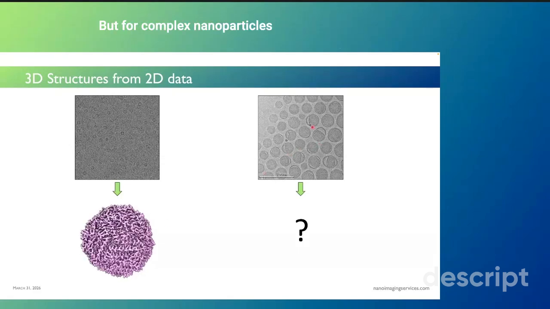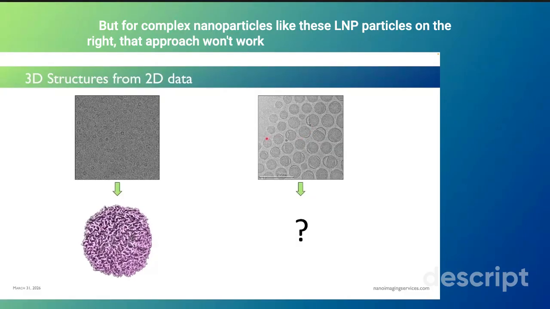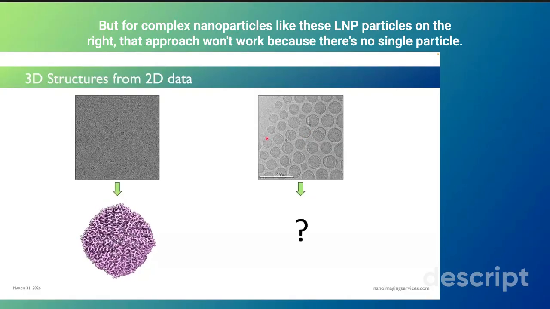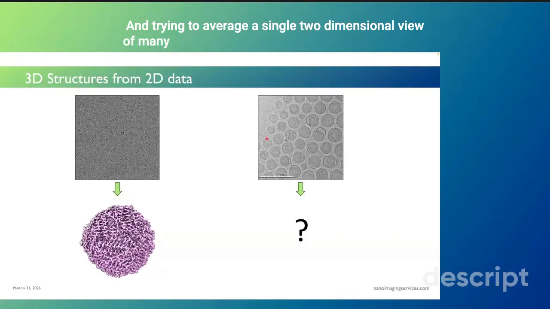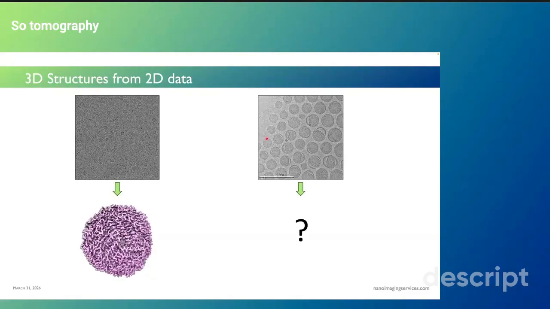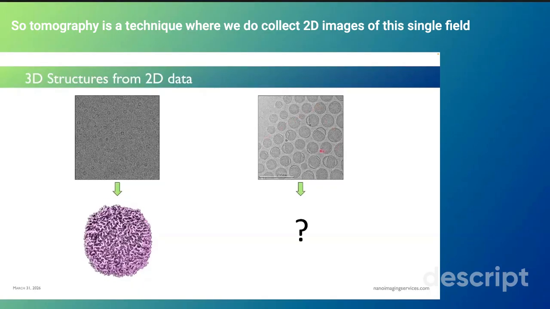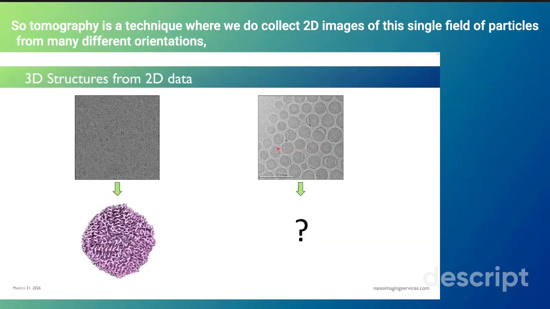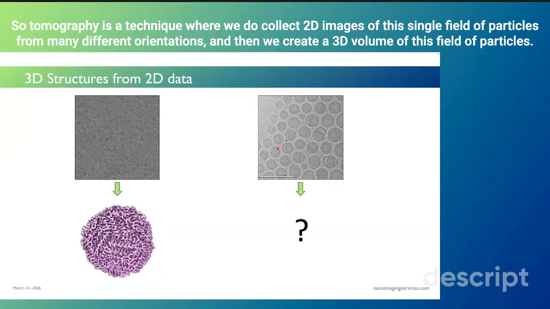But for complex nanoparticles like these LNP particles on the right, that approach won't work because there's no single particle. Every particle is different, and trying to average a single two-dimensional view of many different particles would simply yield a blob. So tomography is a technique where we do collect 2D images of this single field of particles from many different orientations, and then we create a 3D volume of this field of particles.